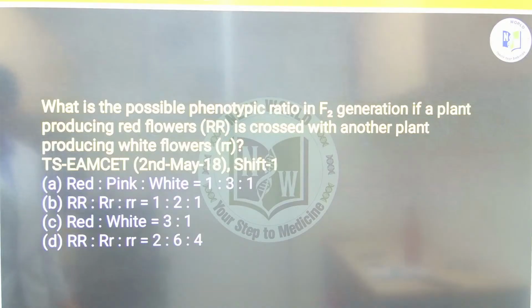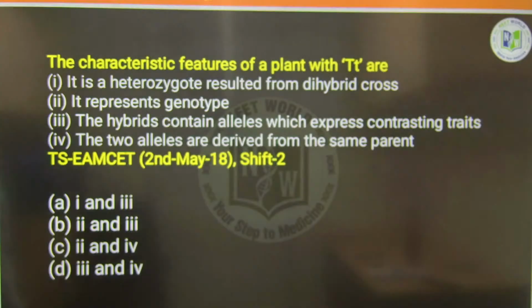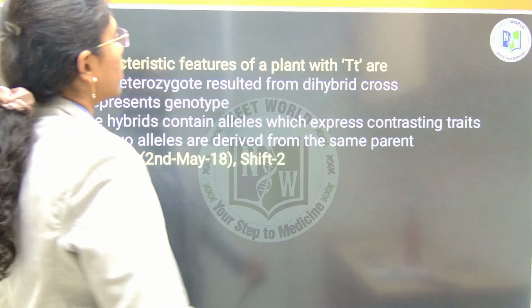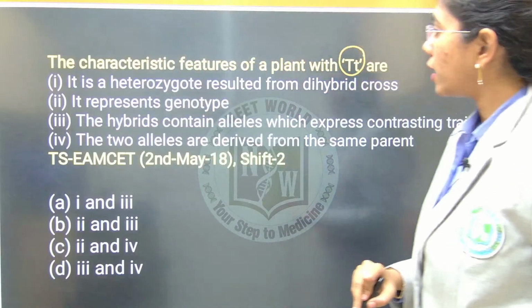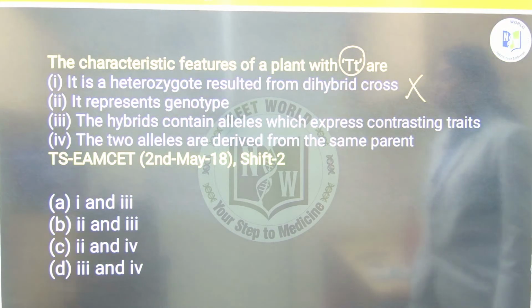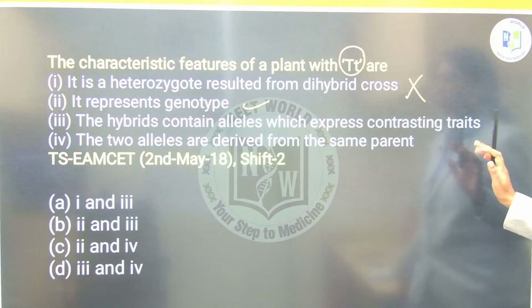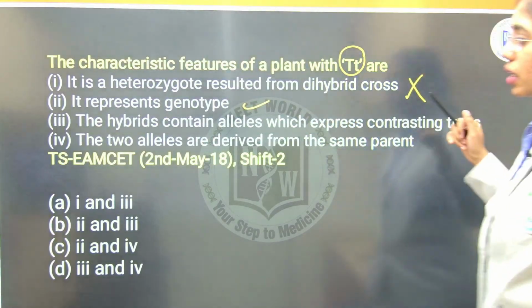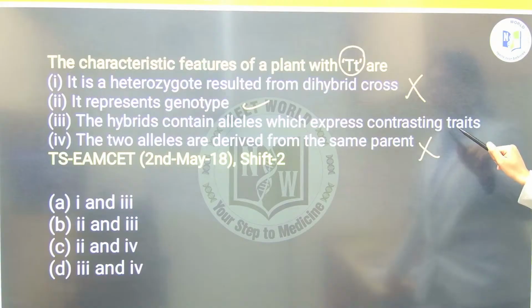Last question of today's session, a multi-statement based question again. The characteristic features of a plant with heterozygous nature are: it is a heterozygote resulting from a dihybrid cross? No, it is from a monohybrid cross. It represents a genotype, true. The hybrids contain alleles which express contrasting traits? They don't express contrasting traits, they express only the dominant. The two alleles are derived from the same plant, wrong.